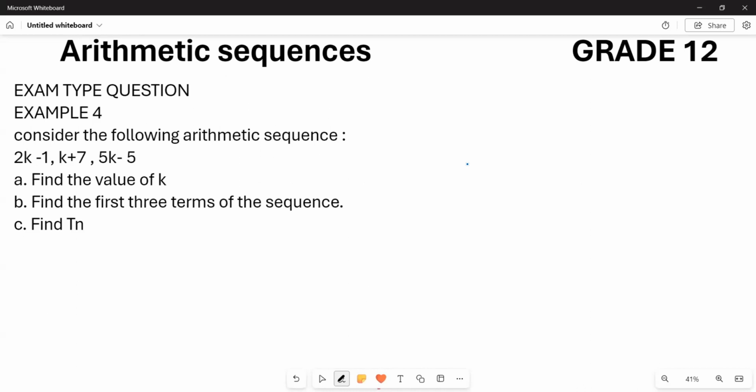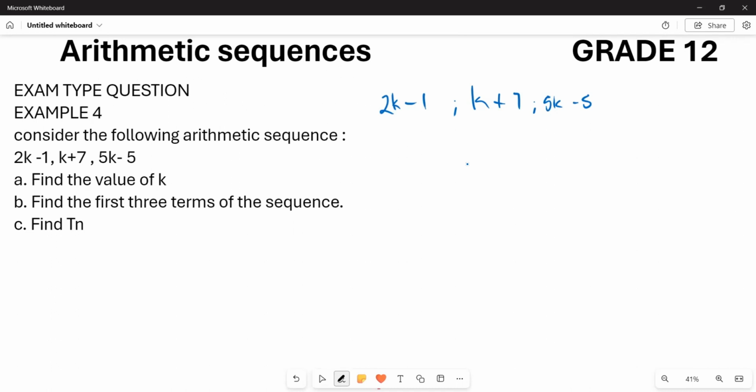here you are given 2k subtract 1, then k plus 7, and you are also having 5k subtract 5, right? So what is it that we can do here firstly?